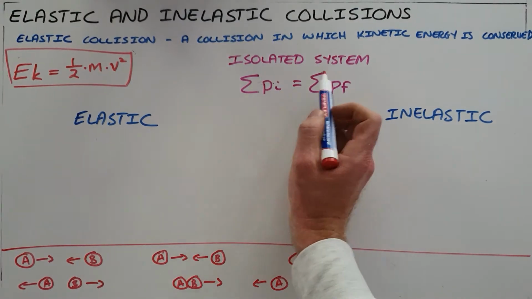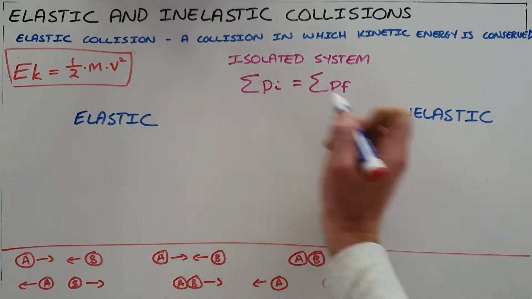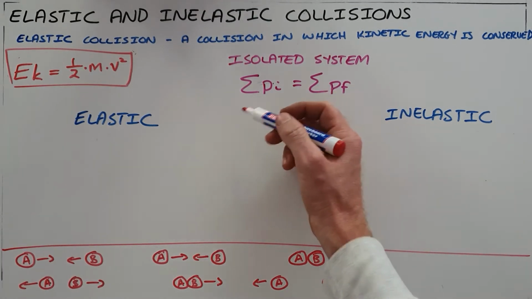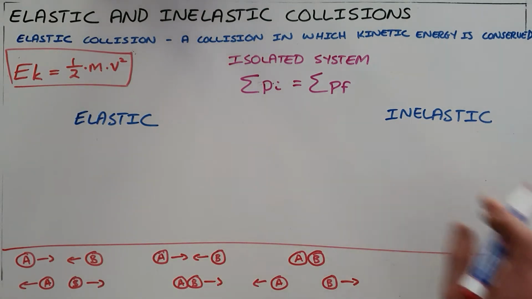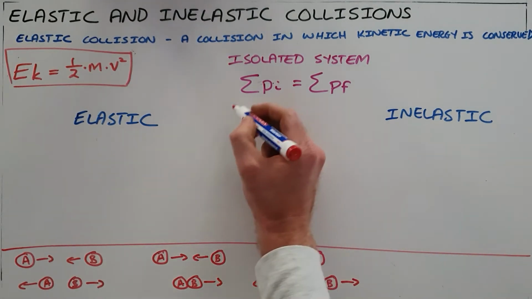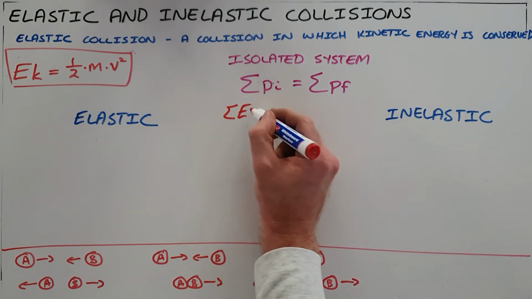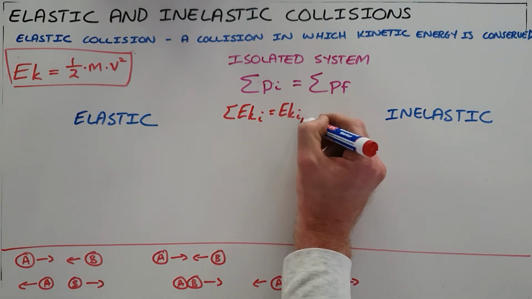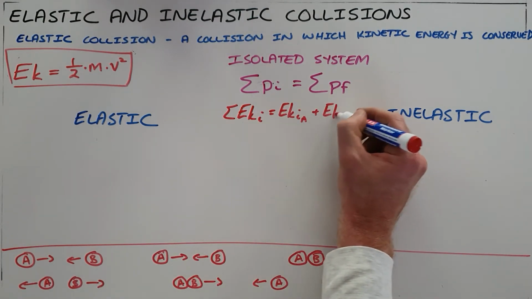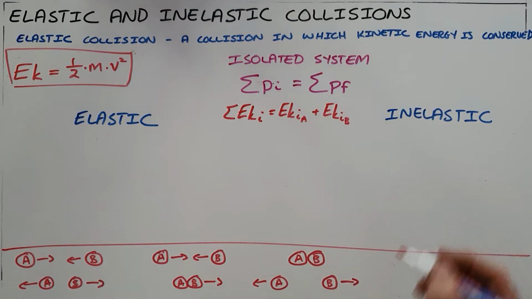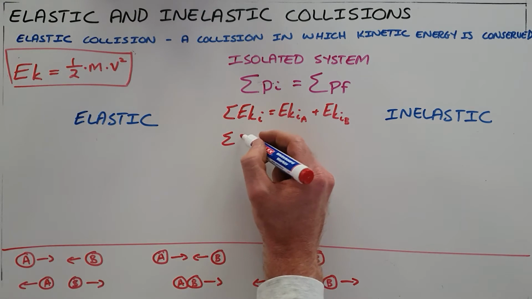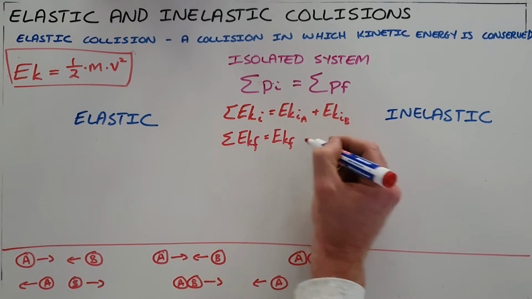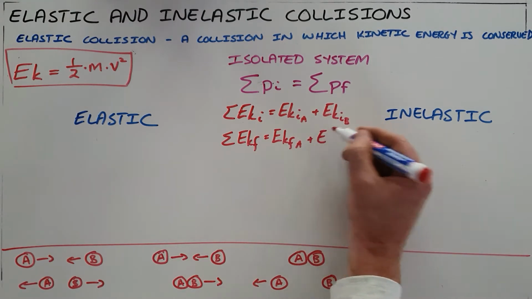So we know that in any isolated system, the total amount of momentum is always conserved. What we can now do is define collisions as either elastic or inelastic by first calculating the total amount of kinetic energy before the collision. So if there are two objects, you would calculate the initial kinetic energy of object A, combine that with the initial kinetic energy of object B, and then do the same for after the collision. Calculate the final kinetic energy of object A and the final kinetic energy of object B.